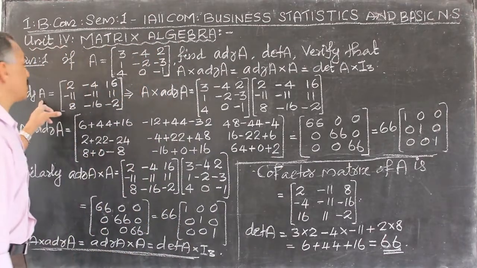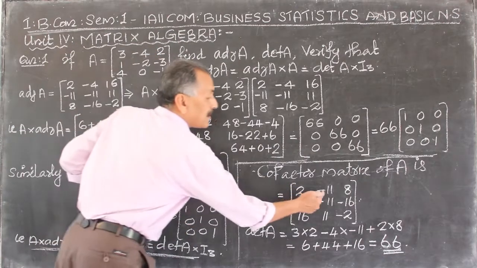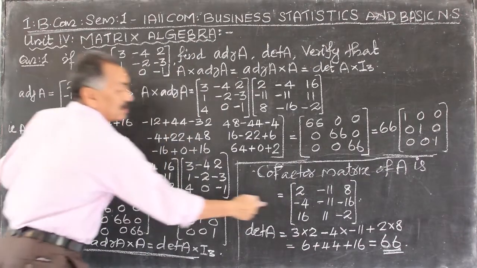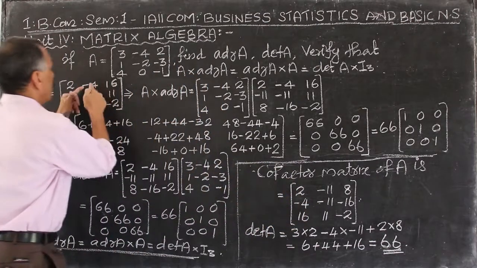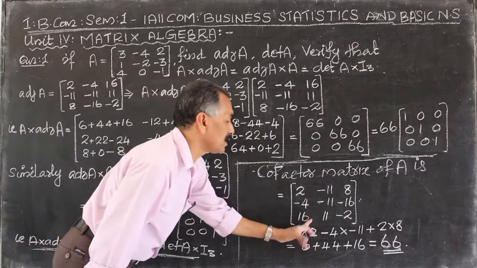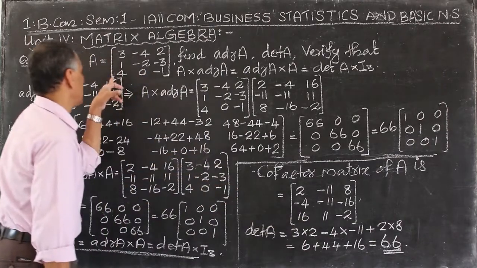Then we have, what is adjoint A? 2, minus 11, 8 becomes the first column, 2, minus 11, 8. The second row, minus 4, minus 11, minus 16 becomes the second column. 16, 11, minus 2 is the third column.